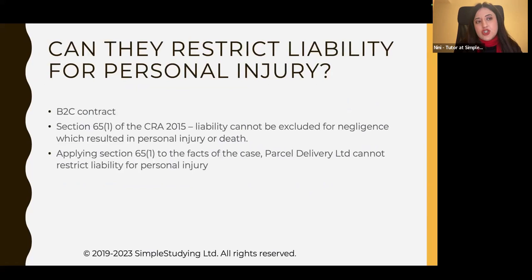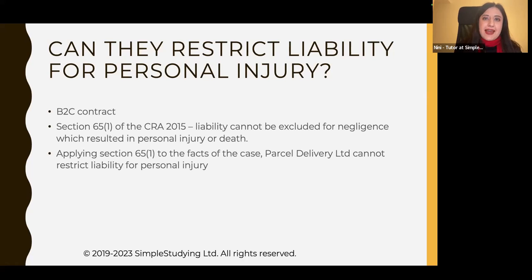Then the next legal issue to discuss would be whether they can restrict the liability for personal injury. This is a B2C contract. John is a consumer in this case, and it is a business to consumer contract. The relevant section from the Consumer Rights Act 2015 would be section 65(1). Liability cannot be excluded for negligence which resulted in personal injury or death. Applying section 65 to the facts of the case, Parcel Delivery Ltd cannot restrict liability for personal injury.